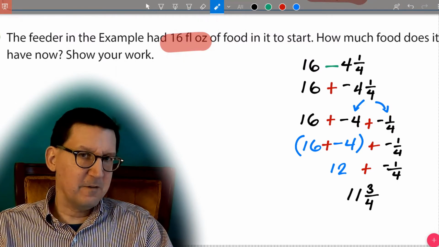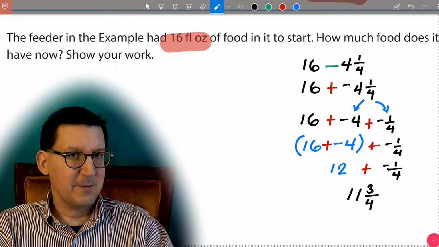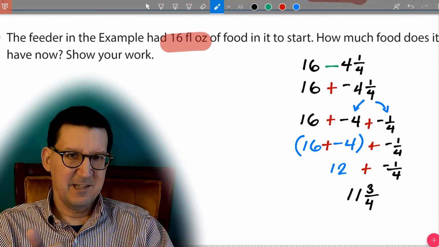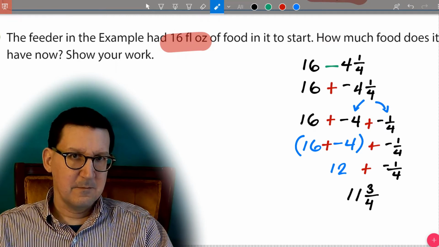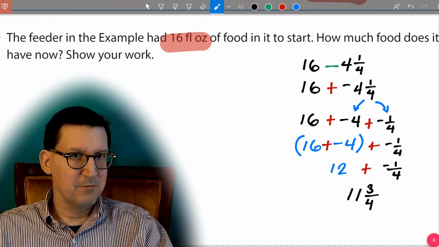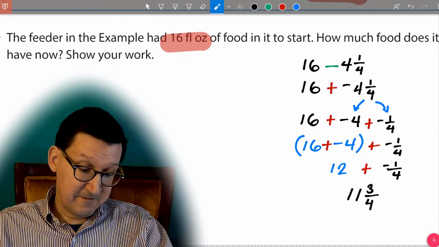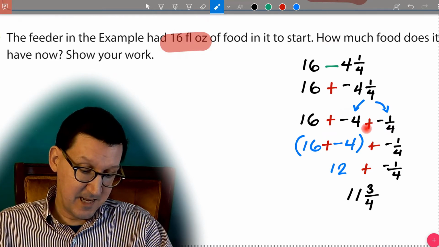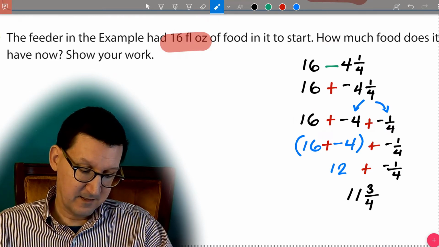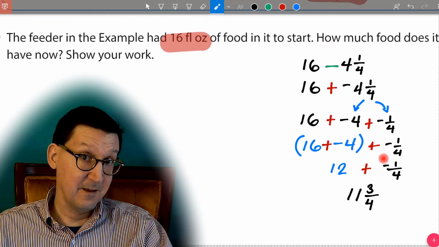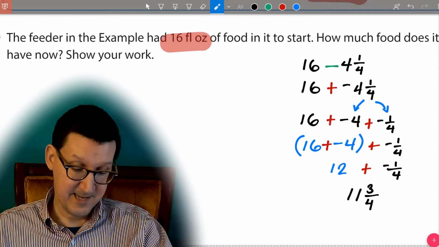Why'd I do that? Well, for one thing, I don't have to find improper fractions now. I can just work with the whole numbers and then work with the fraction, and I'm not dealing with all that messy improper fraction stuff. Because, see how this works out? If I add now 16 and negative 4, I'm doing that first, and saving my plus a negative 1/4 till last.